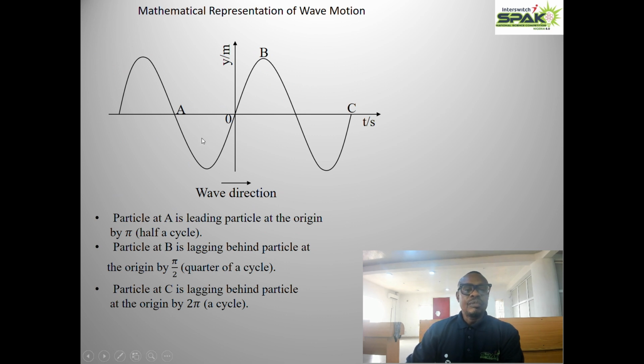So that is what we just said. The particle at A is leading the particle at the origin by a distance from here to here of pi. That is half a cycle. The particle at B at this point is lagging because it received the wave agitation later than the one at the origin. So it is lagging behind at an angle of 90 degrees. That is a quarter of a circle, pi over 2.